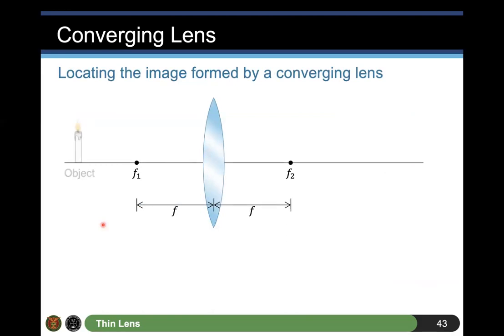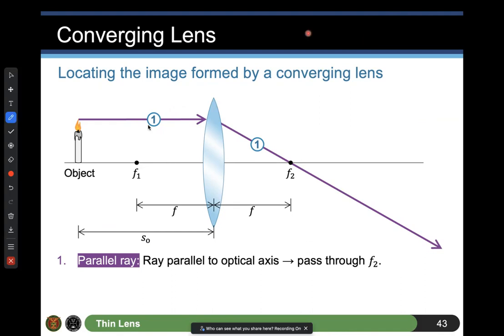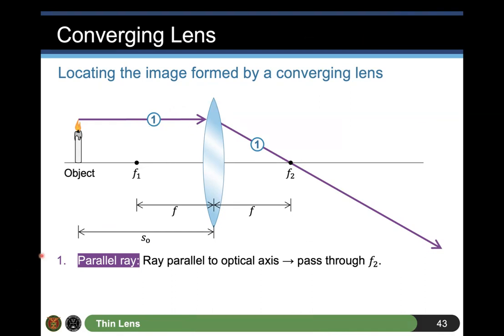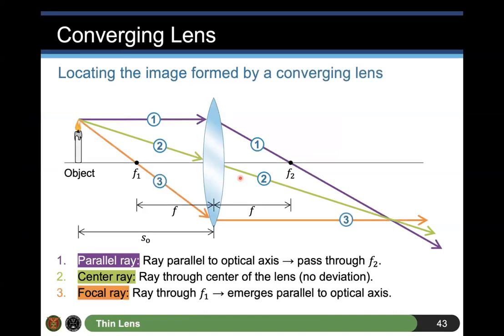Now, how is the image formed? Let's say we have an extended object. This is your parallel ray, and it will pass through this lens. Next, we have a central ray, or center ray, through the center of the lens, so it just passes through. And the focal ray, which passes through the first focal point, F1.